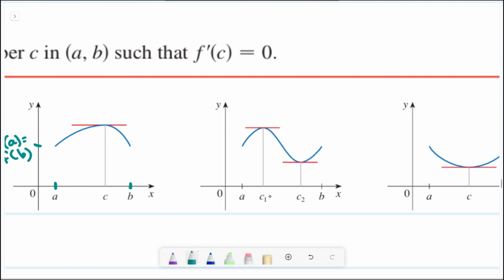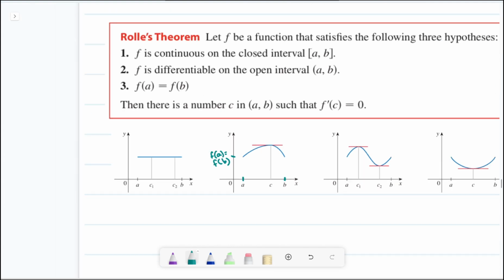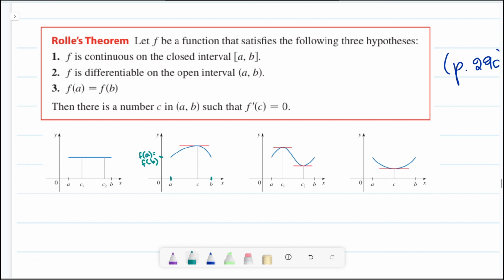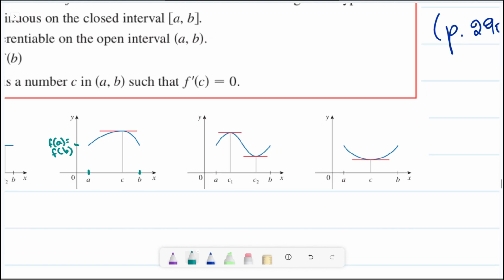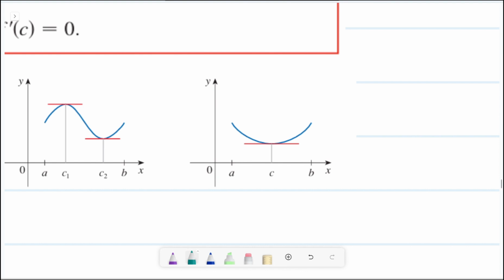Now let's look at this graph. This graph is here to show us that we can have more than one point. But Rolle's theorem guarantees that there is a number c. There can be more than one, there can be three, but the theorem guarantees that there is at least one. And now let's look at the other example. Again, we see that this is our horizontal tangent line and this is our point c.